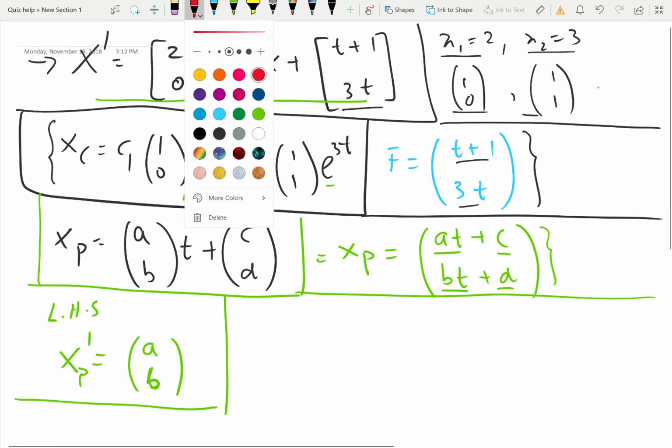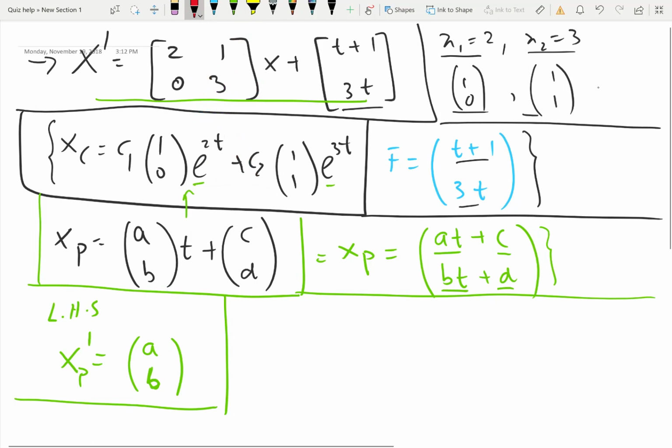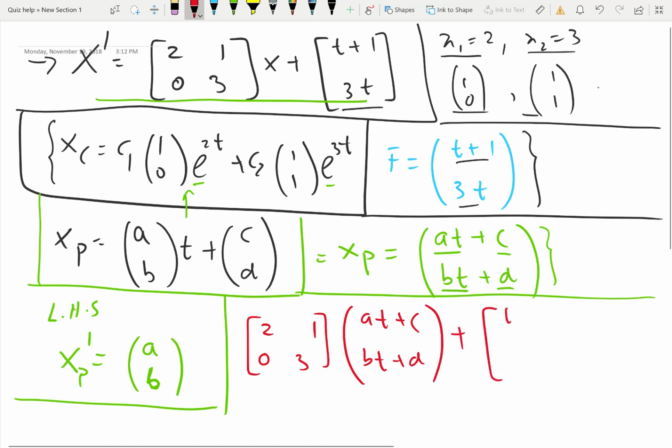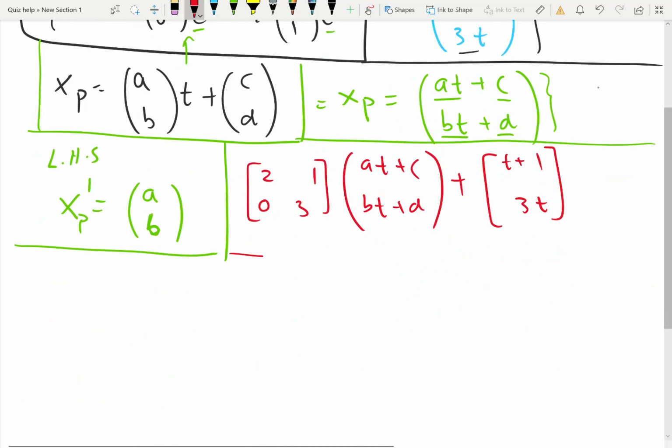Good. Now let's find the right hand side. The right hand side really is the matrix 2 1, 0 3 times xp, which is at plus c, bt plus d, and we have to do this very carefully. So it is A times xp plus f. This is the right hand side, what I'm writing in red color.